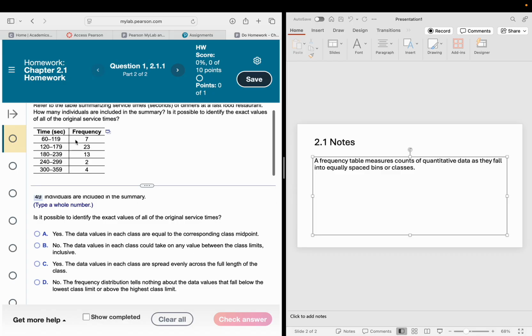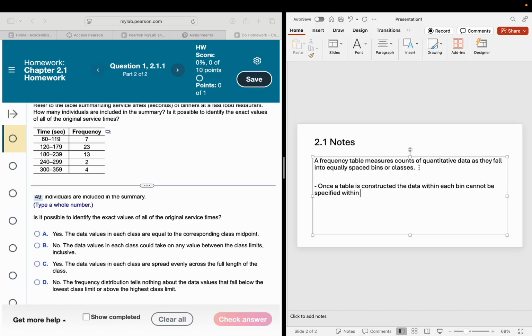Then finally it says, is it possible to identify the exact values of the original service times? The answer to that is going to be no, because, and maybe we can follow this up as a little note, once a table is constructed, the data within each bin cannot be specified within the range of the bin.